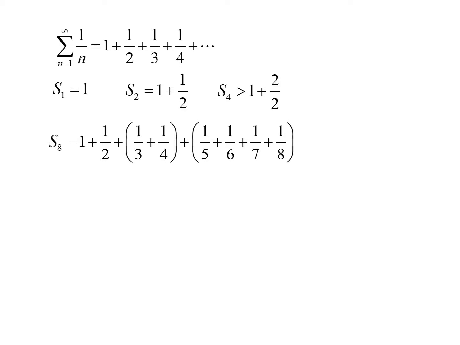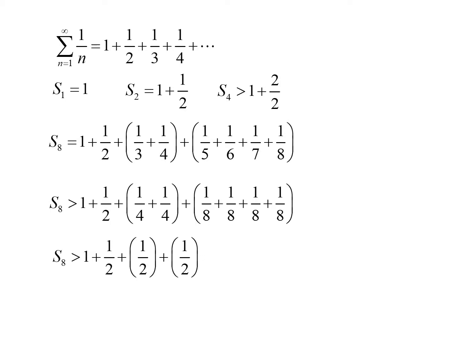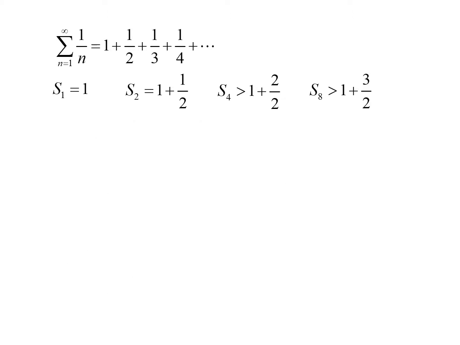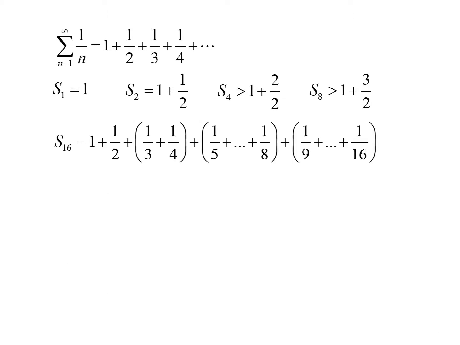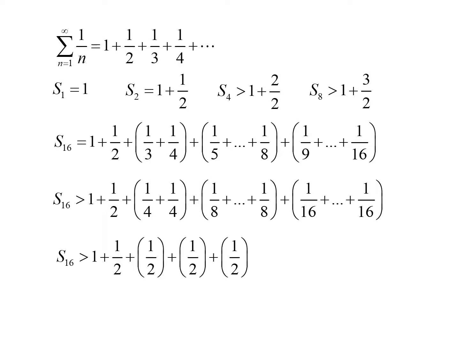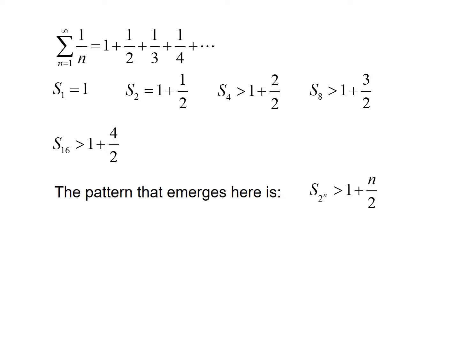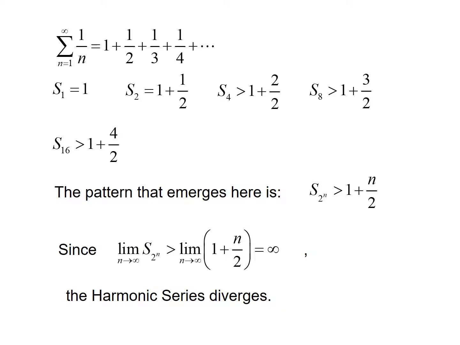We can continue this out and keep grouping together terms. And you can see that we start with grouping 2 terms and then 4 and then 8 and so on. And as we do that, we can always end up with another group of terms that adds up to at least 1/2. So we have 1 plus a half plus a half plus a half, and we can keep doing that indefinitely. So we know that this limit equals infinity because we're going to keep on adding more and more and more terms. So the harmonic series diverges.